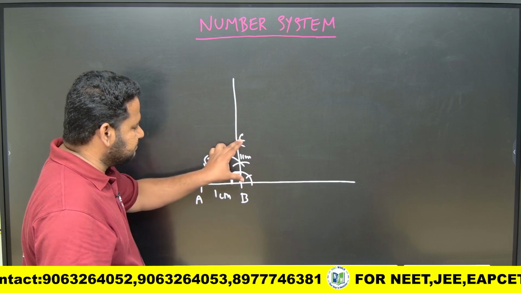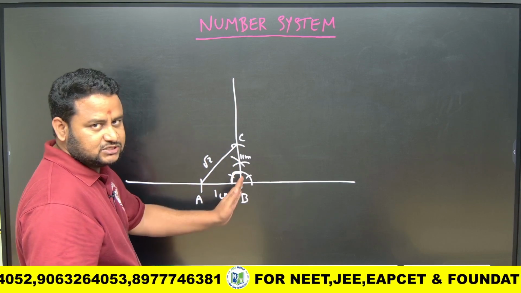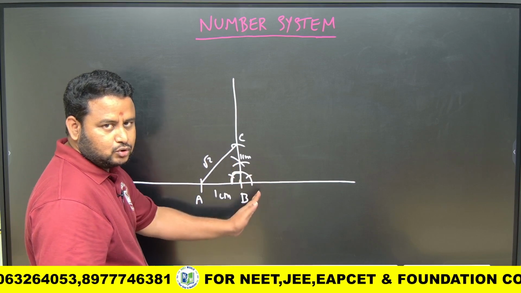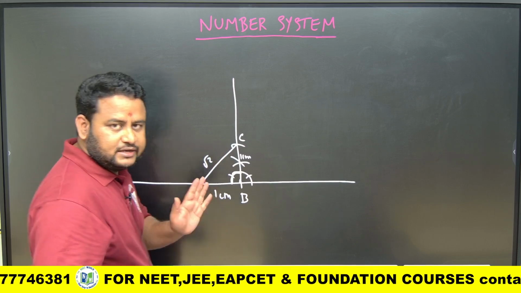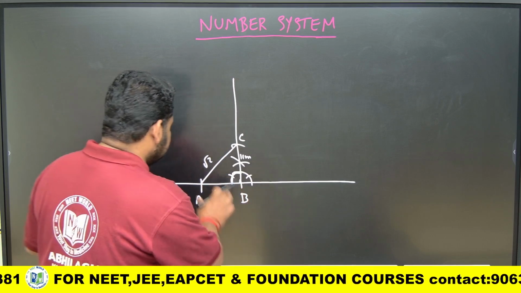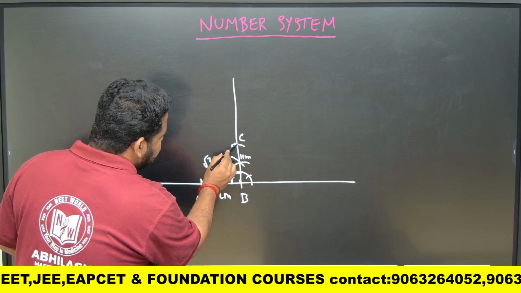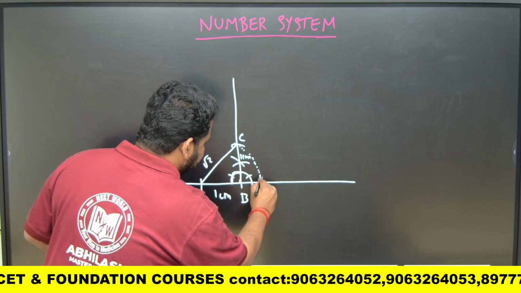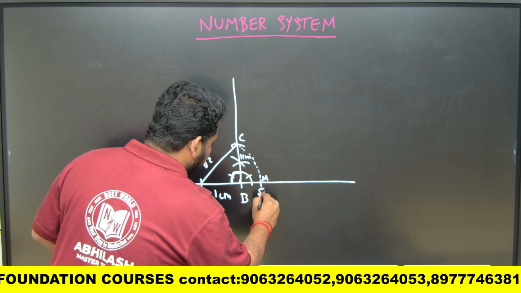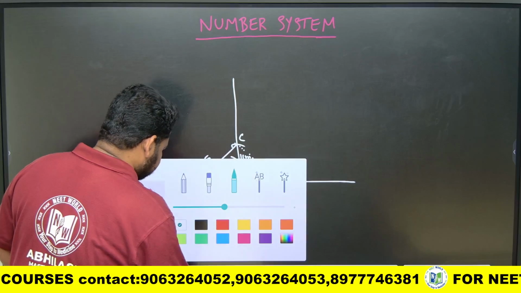By Pythagoras theorem, AB square plus BC square will give us AC square. So that becomes 1 square plus 1 square, which is equal to 2. So AC square will be equal to 2, and AC will be equal to root 2. We got it. Now we will keep the compass here and measure till here, and draw a dotted line here. Then we will get root 2. Let this be point M. This will be root 2. Let me use some other color.